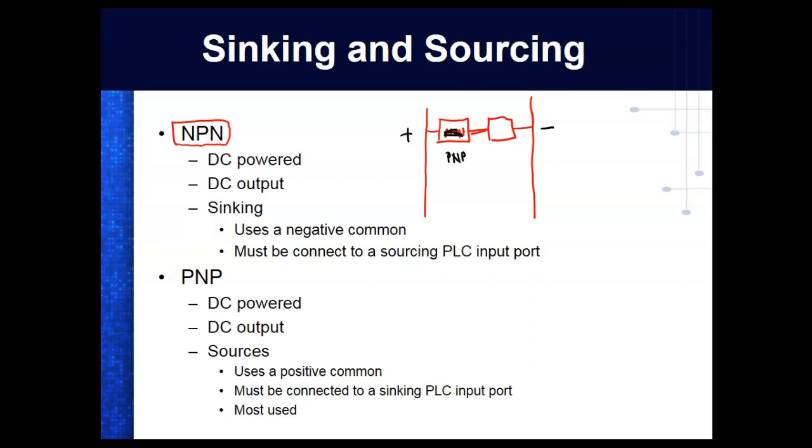This is the way our PLC is hooked up. It's hooked up as sourcing. We've got sourcing inputs, we've got sinking inputs. So our sensors use a sourcing PNP sensor. Are we okay? That makes sense?